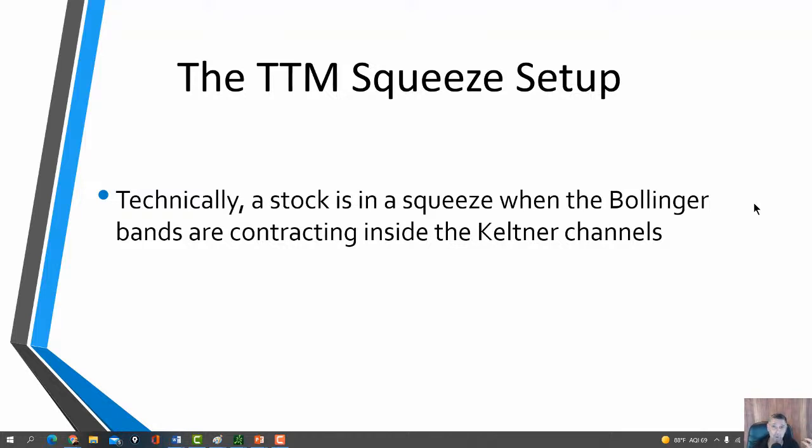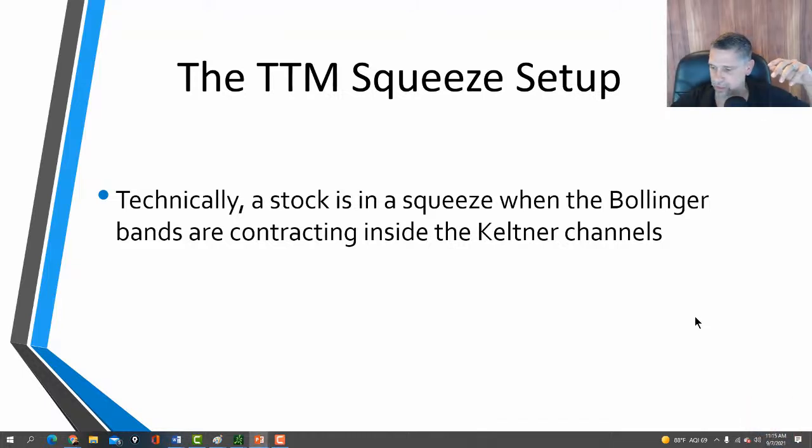I want you to understand this technically. You don't need the Bollinger Bands on your chart. You don't need the Keltner channels. I use the Bollinger Bands for a different purpose, but the TTM squeeze setup technically is whenever the Bollinger Bands are inside the Keltner channel. I just want you to visually get that as we work our way through this presentation.